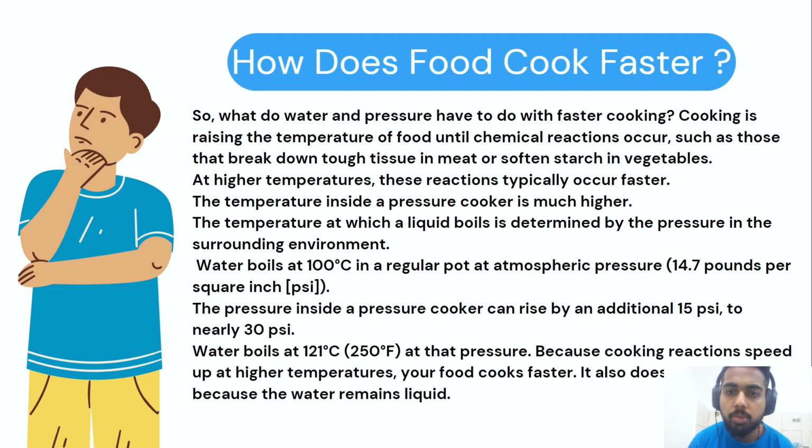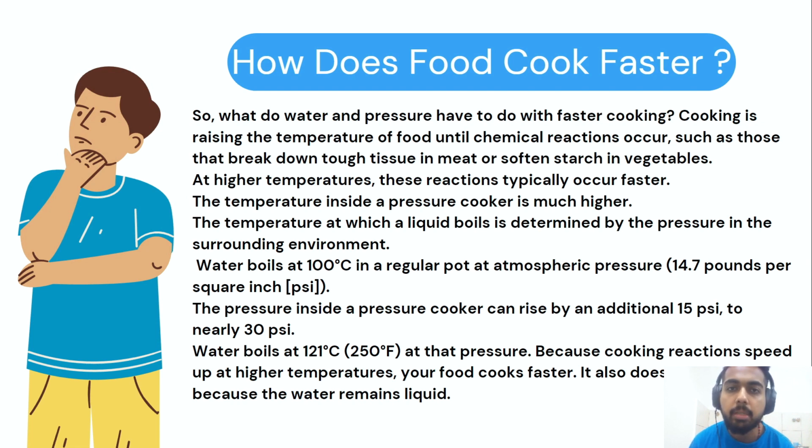So next slide. Overall, how does food cook faster using a pressure cooker? What do water and pressure have to do with faster cooking? Cooking is raising the temperature of food until chemical reactions occur, such as those that break down tough tissue in meat or soften starch in vegetables. At higher temperatures, these reactions typically occur faster. The temperature inside the pressure cooker is much higher, because the temperature at which a liquid boils is determined by the pressure in the surrounding environment.